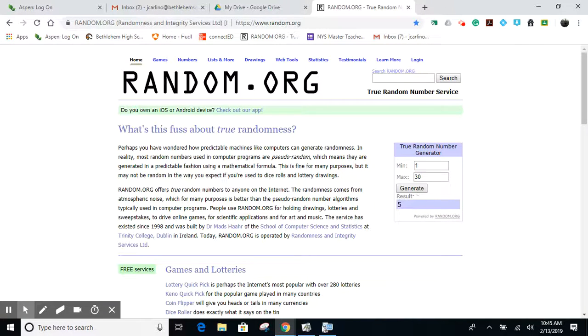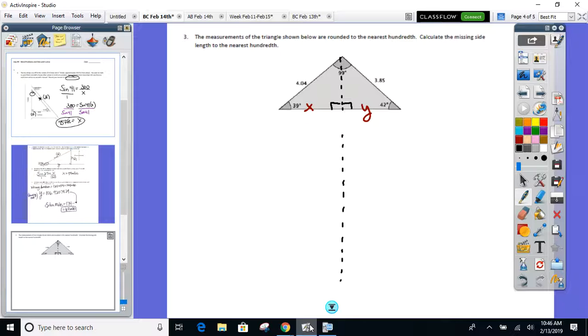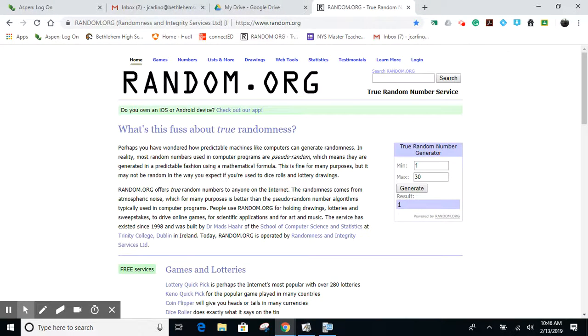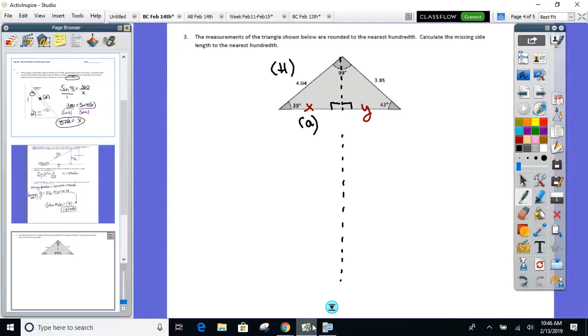Going right up to the bell. Number 5. What's the 4.04 in this right triangle? Hypotenuse. And if I'm using the 39 degrees, what's the side X here? Adjacent. So let me ask somebody new. Number 1. You know what I'm going to use, Meg? I know you weren't here yesterday, but if I have the adjacent and hypotenuse, cosine. So I'm going to do the cosine of 39 equals adjacent over hypotenuse.